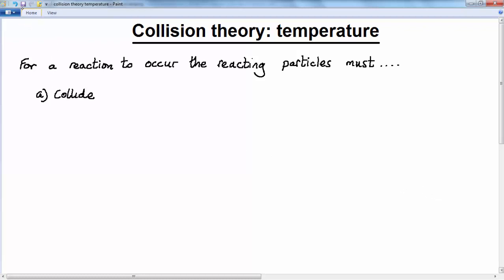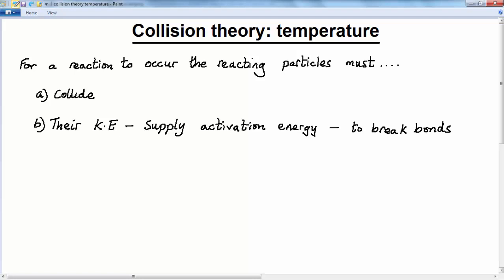The second thing which must happen is that the kinetic energy of those particles must supply the activation energy required to break the bonds present in the reactants so that the particles can react with each other. For example, here we have two molecules which are on a collision course. They're on line to collide with each other, so a reaction is imminent, but what we're saying is that the kinetic energy of these particles, let's call that one kinetic energy 1 and this one kinetic energy 2, must be greater than the activation energy required to break the bonds.